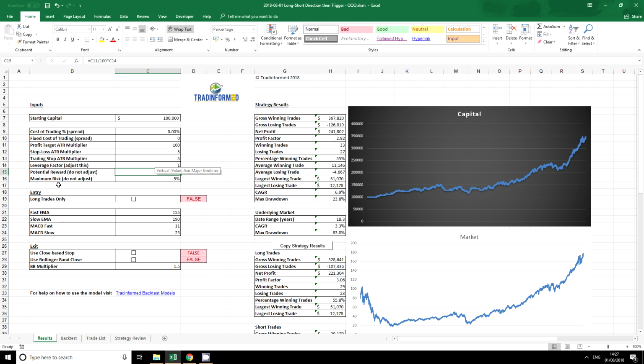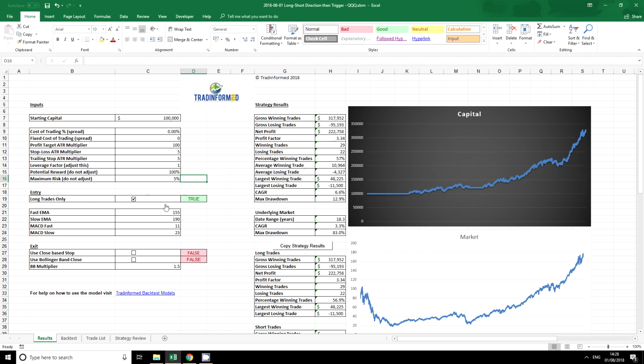Now, if we go down, we're looking at variables that are different for different trading strategies. In this case, because this is a stock market based trading strategy, I often have an adjustable checkbox here, which means that we can have a look at just long trades. And if I check this, you can see we are now only taking long trades.